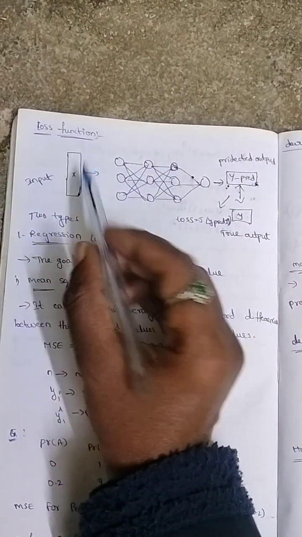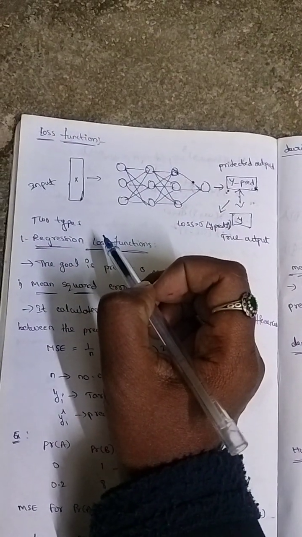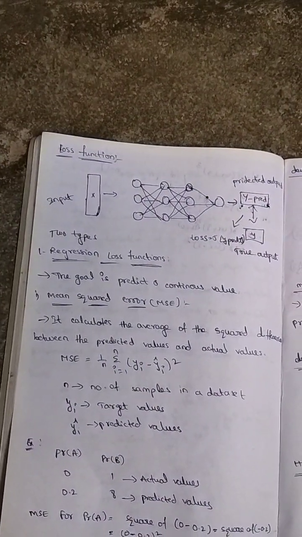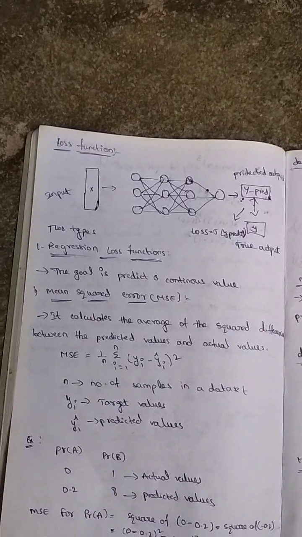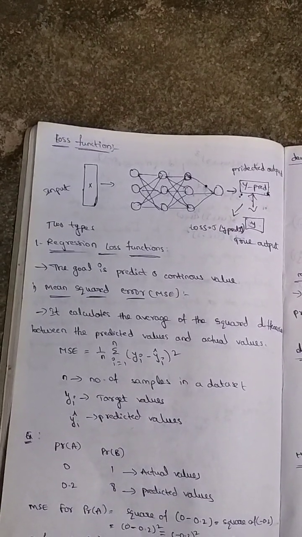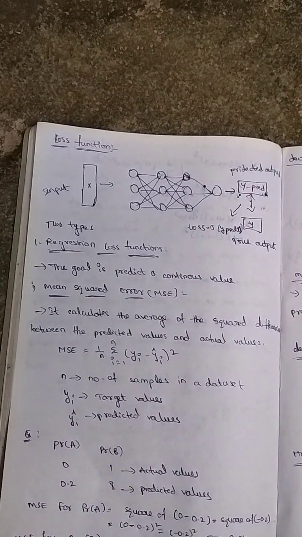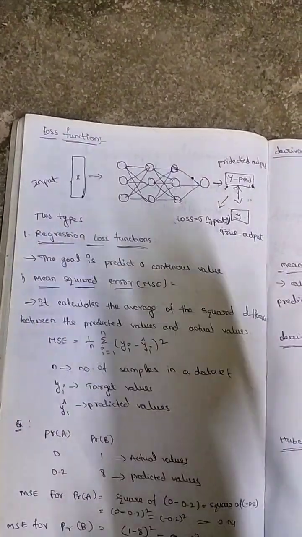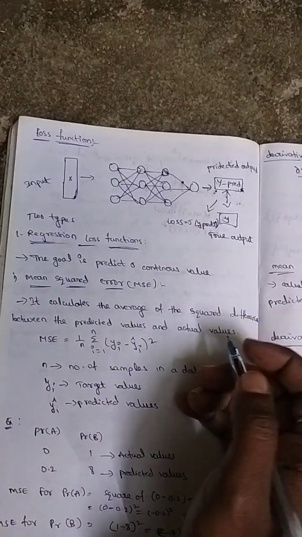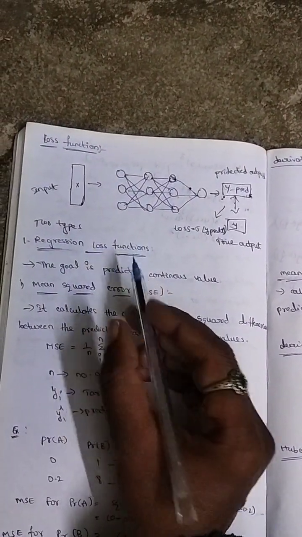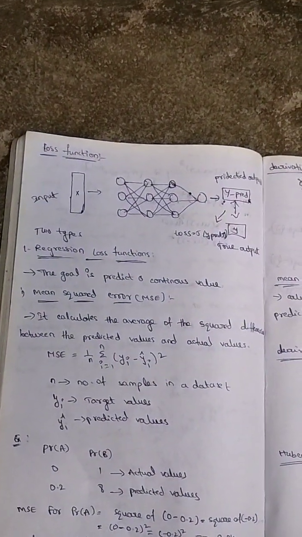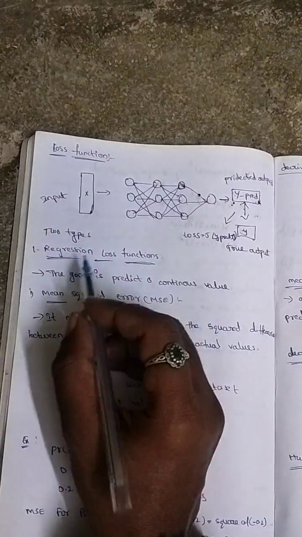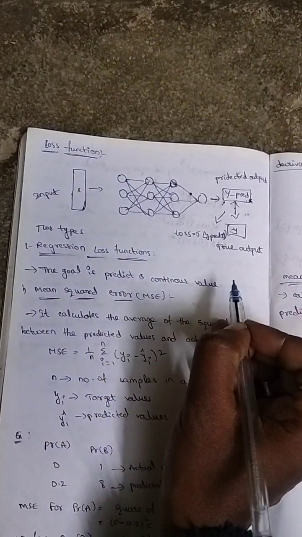There are two types of loss function. The first one is regression loss function. In regression, loss functions are critical components used to evaluate how a model's predictions match the actual data, for regression tasks, where the goal is to predict a continuous value.